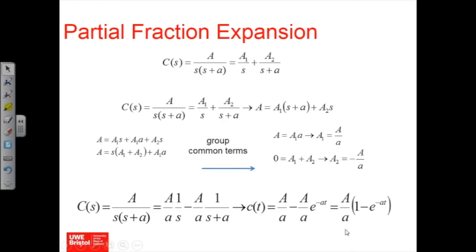Okay, so this is a size thing, isn't it? A upon a here just tells me how big this output is going to be. If that happens to work out as 100, then the output is going to be about 100 times bigger than the input. The part in the bracket, which is the time function, tells me about the shape or the dynamic of the response.